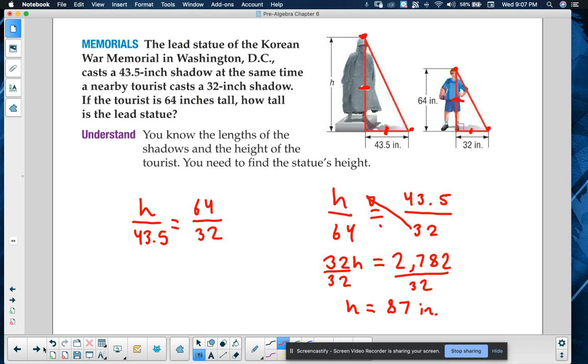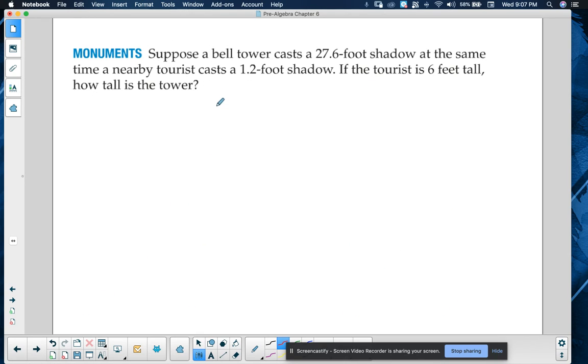Okay. For our next problem, suppose a bell tower casts a 27.6-foot shadow. At the same time, a nearby tourist casts a 1.2-foot shadow. If the tourist is 6 feet tall, how tall is the tower? So for these, it's important to make drawings and label your drawings.